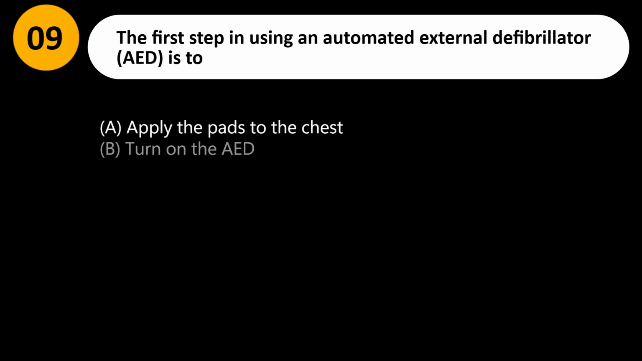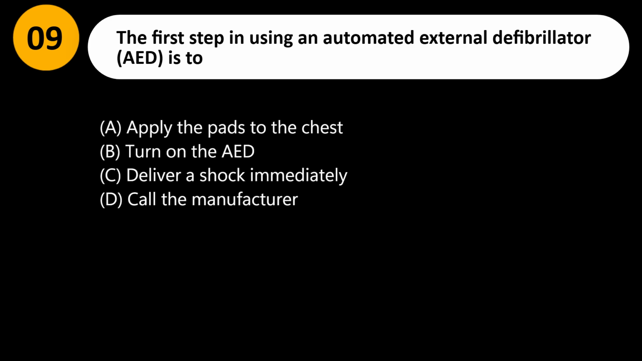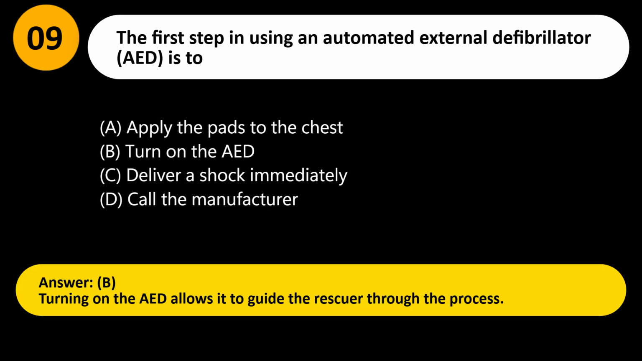The first step in using an automated external defibrillator, AED, is to: A. Apply the pads to the chest. B. Turn on the AED. C. Deliver a shock immediately. D. Call the manufacturer. Answer: B. Turning on the AED allows it to guide the rescuer through the process.